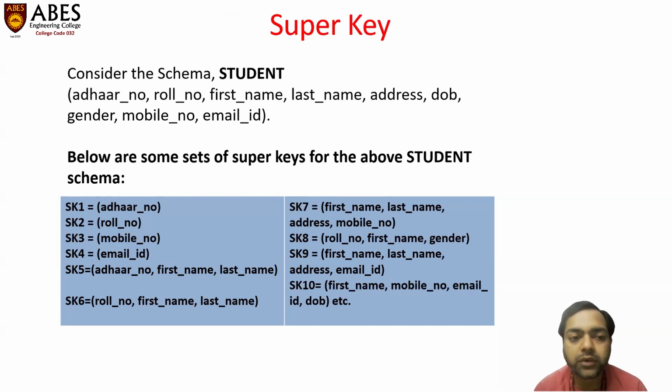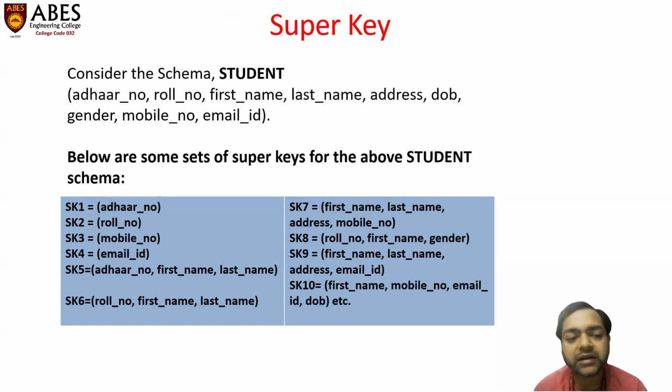If we talk about roll numbers, yes, in case of a student, roll number is unique and different for every student. If we talk about first name, can we take first name as a super key? No, because we can have two students with the same name, or two students with the same last name, right? So we cannot take first name and last name as a super key.